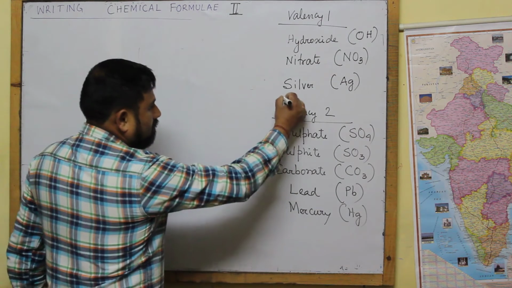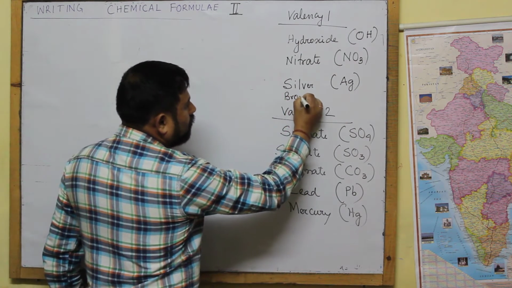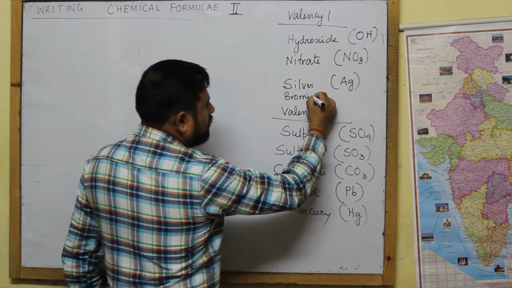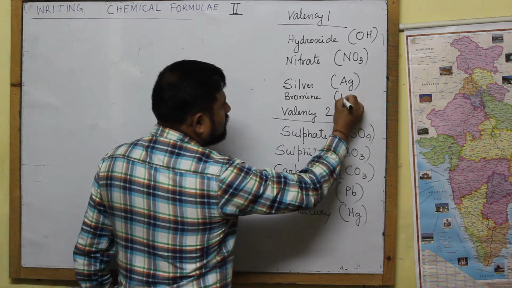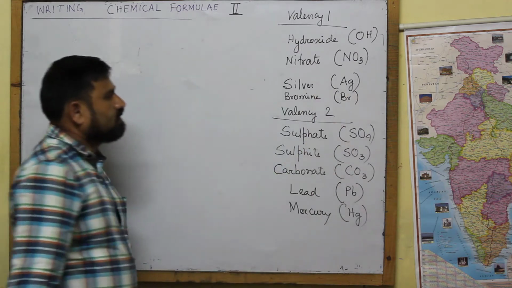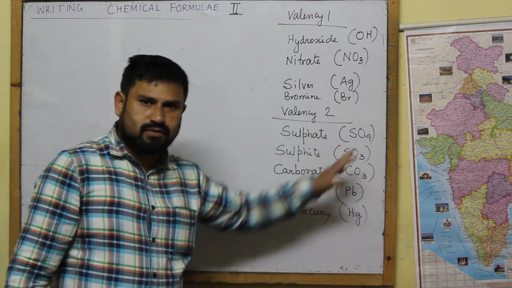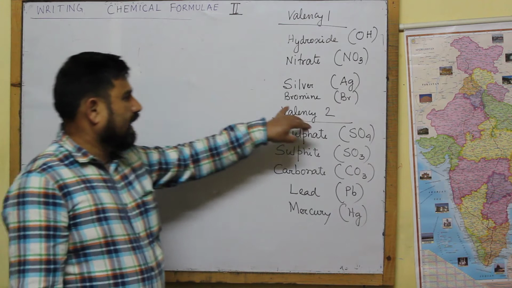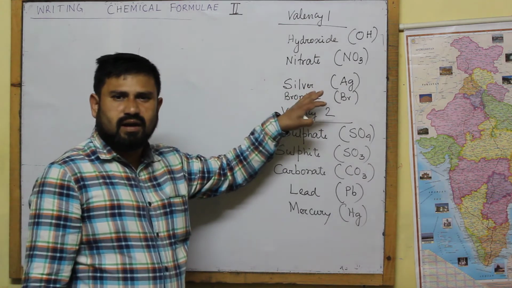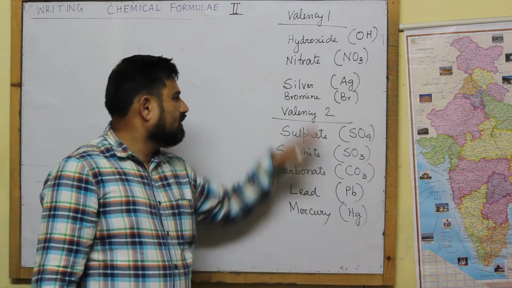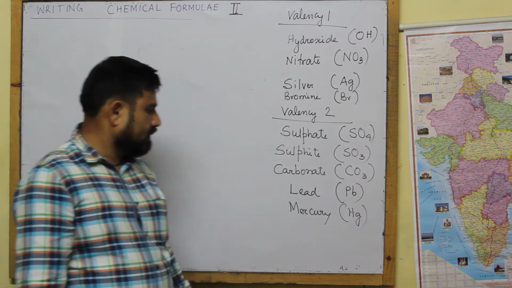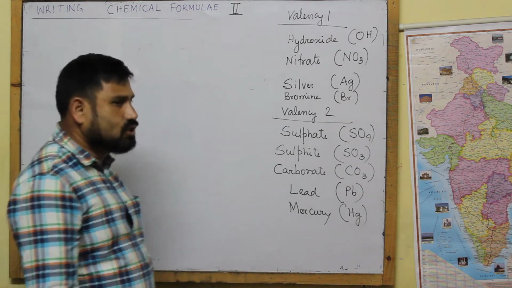Valency 1, of course, bromine or bromide, when I use the word bromine, the symbol is Br. So that valency is again going to be 1. So you should know, all halogens, bromine, chlorine, fluorine, iodine, all those will have valency 1. Mercury, so these are valency 2.